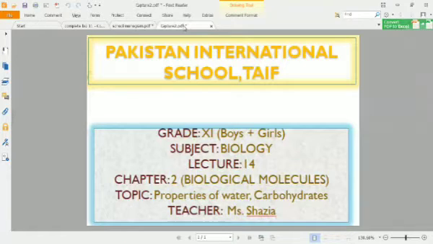For first year biology. This is our lecture number 14, and today we are going to continue our chapter number 2, that is biological molecules. And today's topic is the continuation of the previous one, that is properties of water, as well as we'll start, inshallah, carbohydrates. So let's get started.